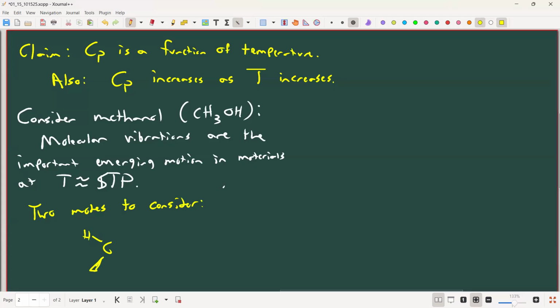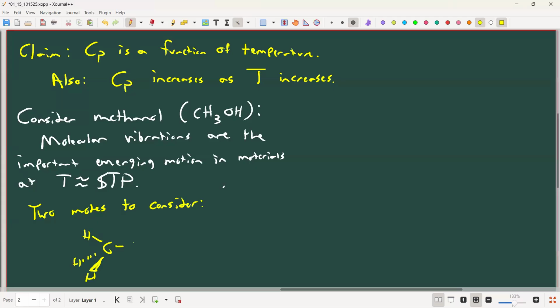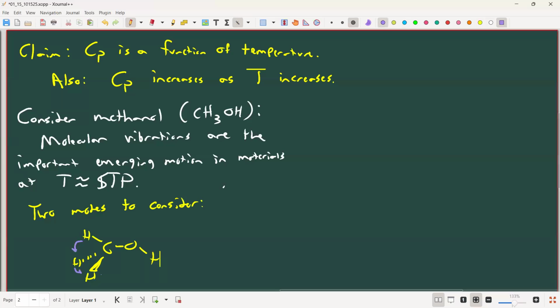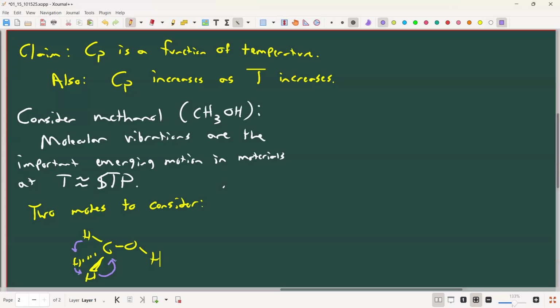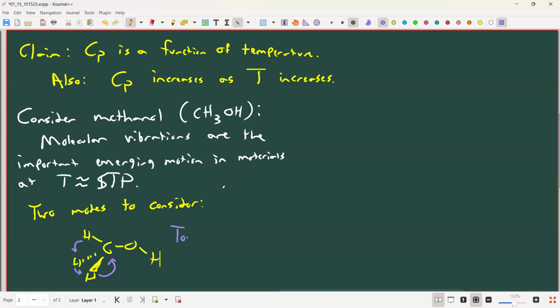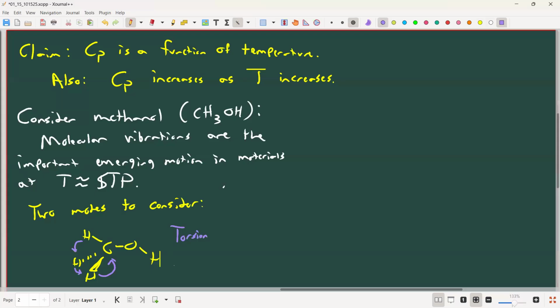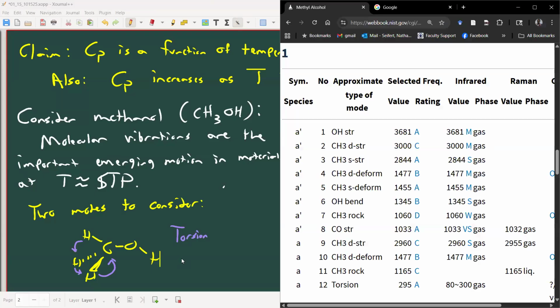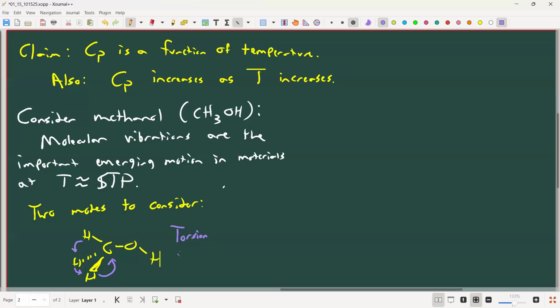So the lowest energy mode is the torsion mode, which is just the methyl group spinning in a circle. So this is going here, going here, going here. So this is what's called the torsion. And what did I say it was, like 300 wave numbers roughly? 295. So the energy is 295 wave numbers.